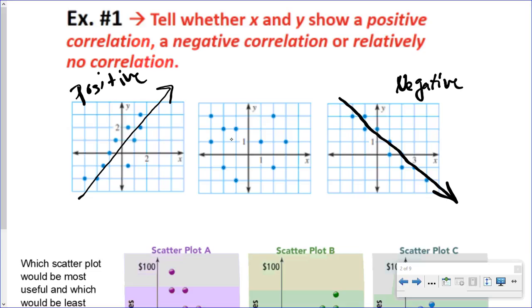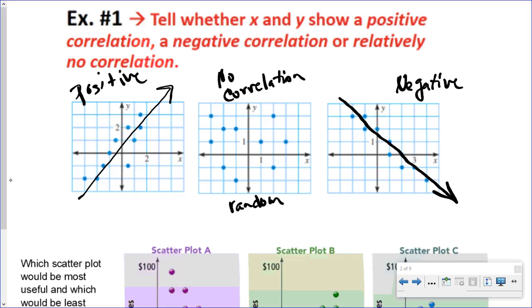But then there are other times when the points are more random. You don't really have a way of predicting where the next point is going to go. Because of that, we'll just say that there is no correlation.